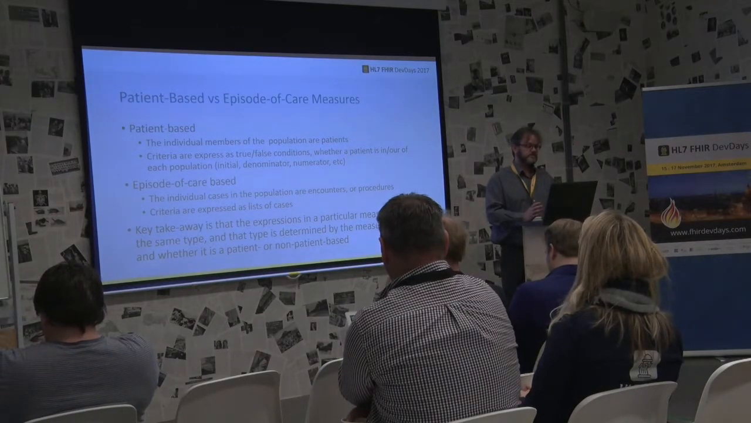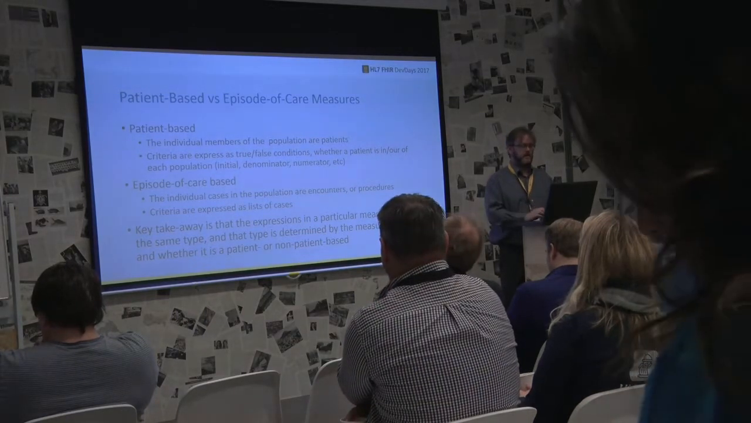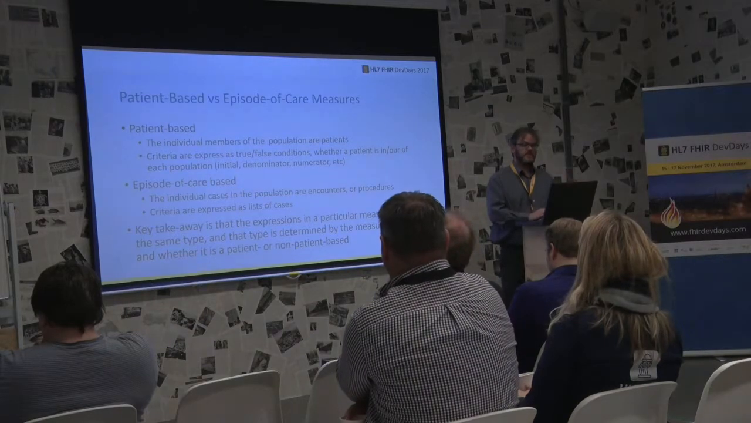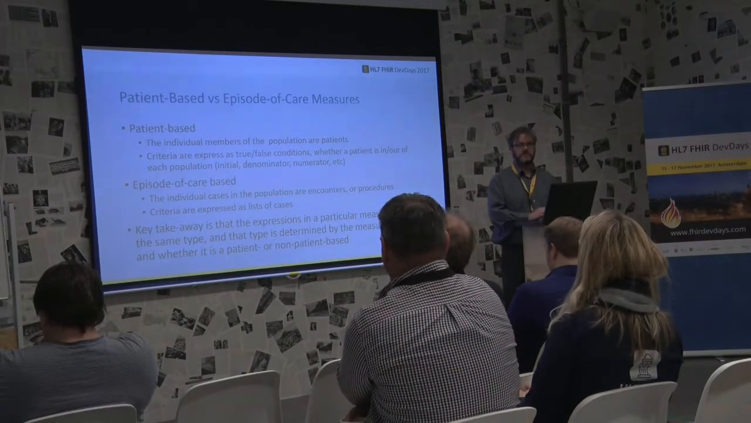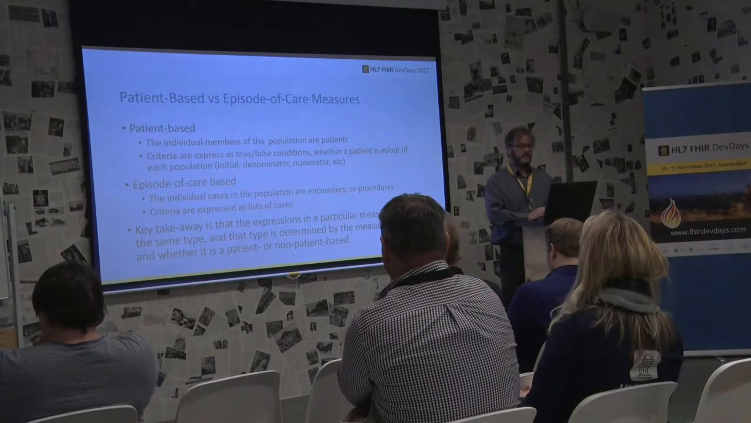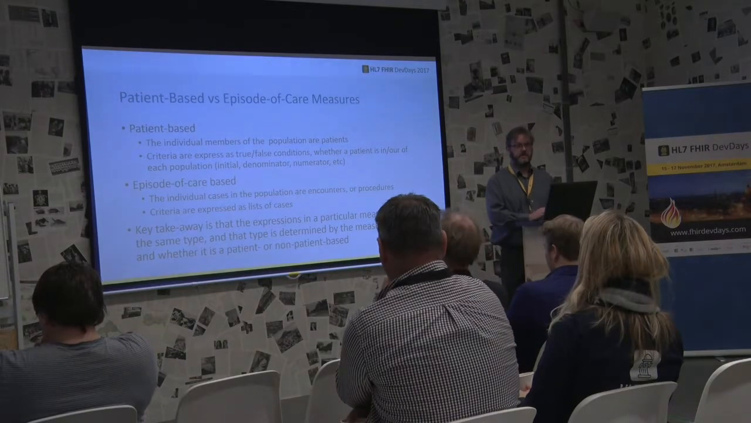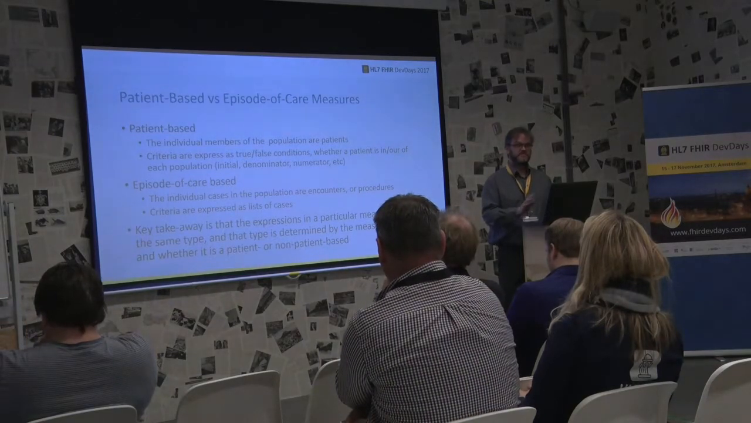For a patient-based measure, you're going to say true or false: the patient has this encounter. But for an episode of care-based measure, maybe you're actually counting encounters that have occurred. And so you want the criteria to return a list of encounters. And then in, say, the numerator, the encounters would be encounters that had a particular procedure that you're interested in. Does that make sense? Any questions so far on measure definition?